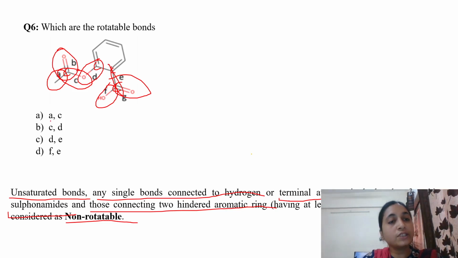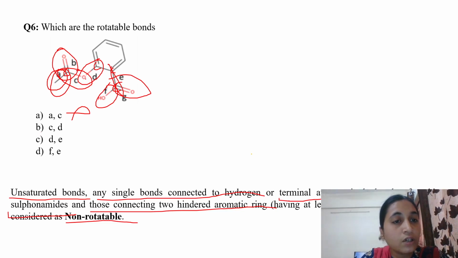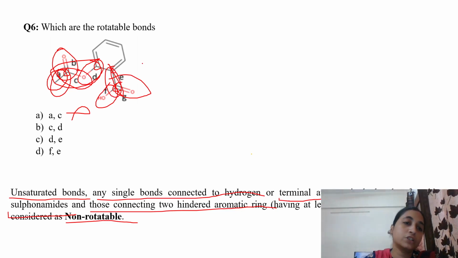So let's come to the options. Option A and C. A, I have told, has terminal bonds, so it won't show rotation, and so this is not the option. Now come to option C and D. Yes, in option C, this carbon is connected with oxygen by a single bond, and here this carbon is also connected with oxygen by a single bond. So both will show rotation and will be rotatable bonds, and here also this one will show rotation. This will be a rotatable bond. So here the options will be C and D.